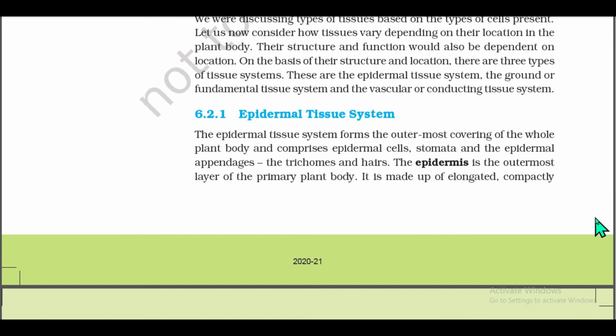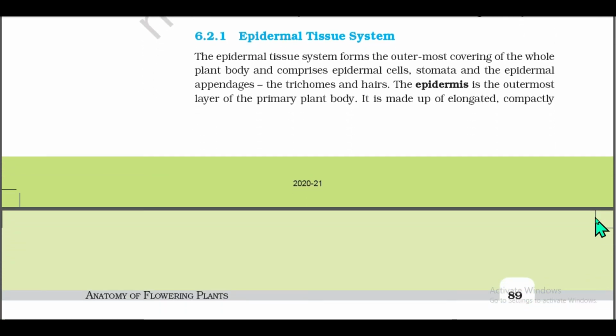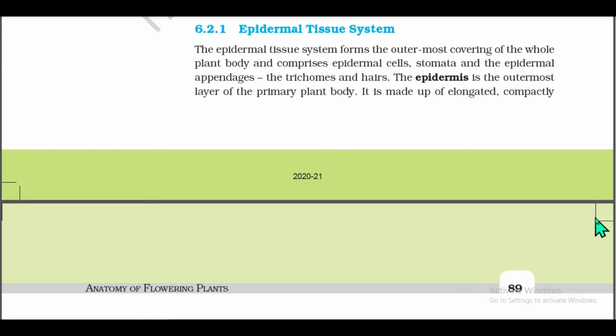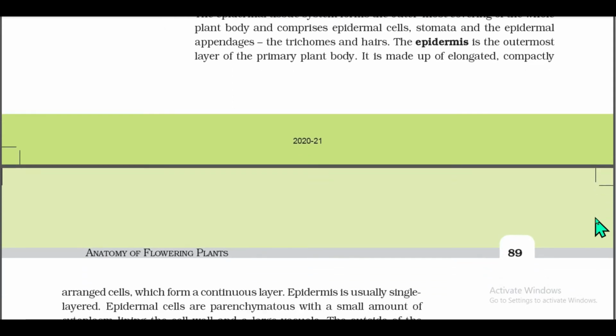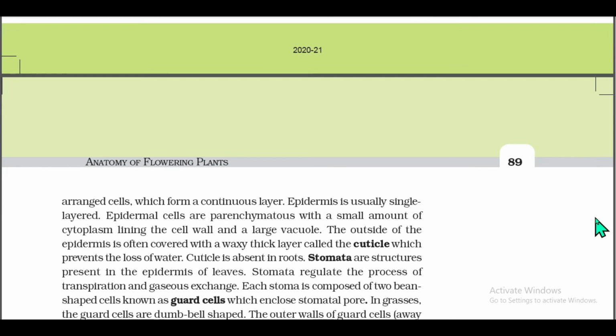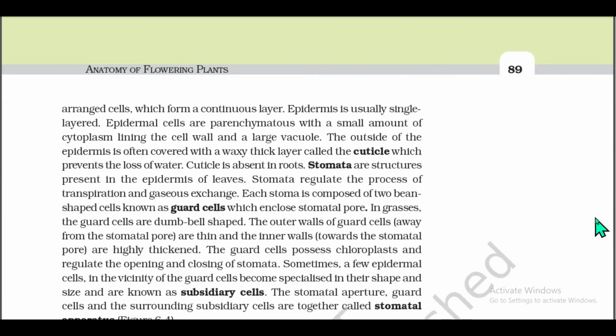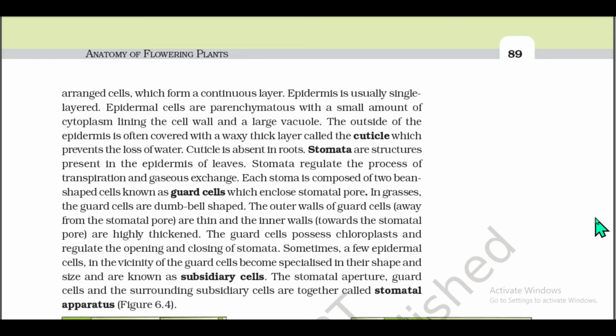6.2.1 Epidermal tissue system. The epidermal tissue system forms the outermost covering of the whole plant body and comprises epidermal cells, stomata and the epidermal appendages, the trichomes and hair. The epidermis is the outermost layer of the primary plant body. It is made up of elongated, compactly arranged cells which form a continuous layer. Epidermis is usually single layered. Epidermal cells are parenchymatous with a small amount of cytoplasm lining the cell wall and a large vacuole.